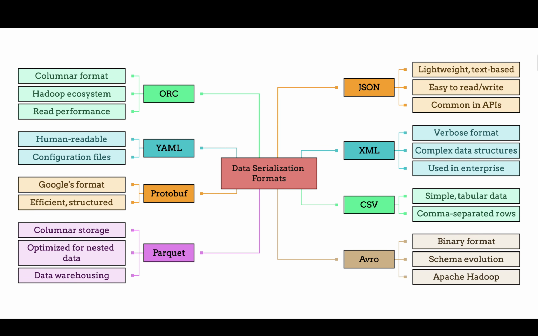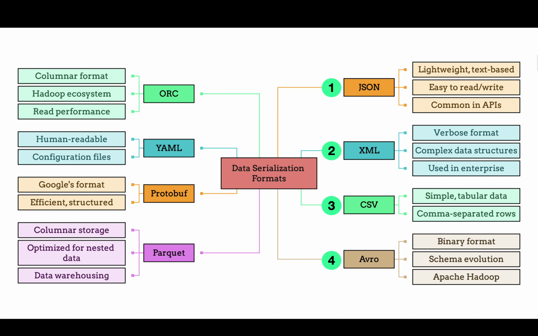Data serialization formats. 1. JSON, JavaScript Object Notation, a lightweight, text-based format, easy for humans to read and write, and for machines to parse and generate. Common in APIs and web services. 2. XML, extensible markup language, a verbose format, allowing complex data structures. Widely used in enterprise settings. 3. CSV, comma-separated values, a simple format for tabular data. Each line represents a row, and fields in a row are comma-separated.